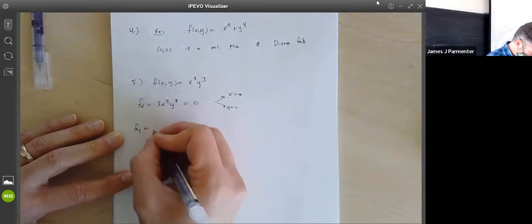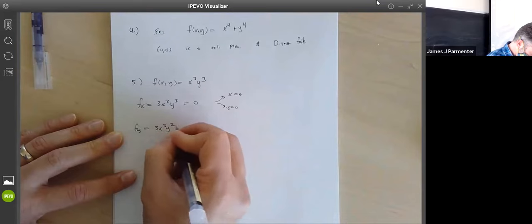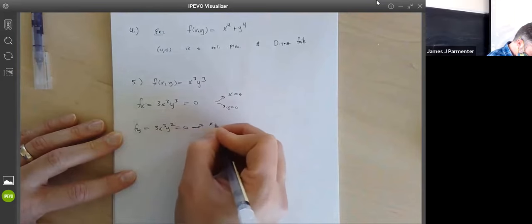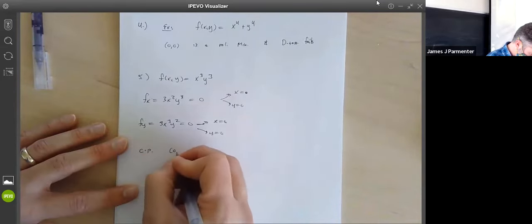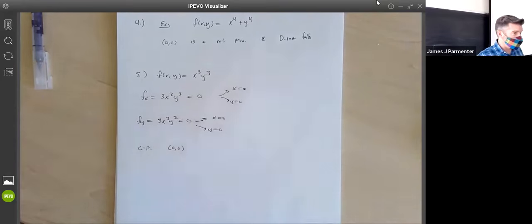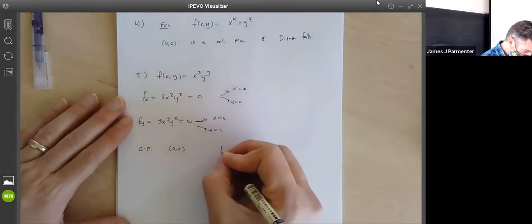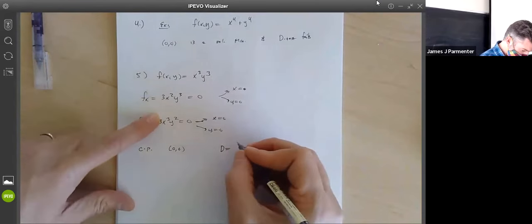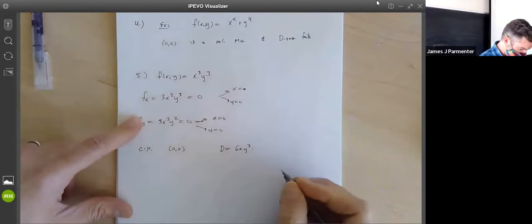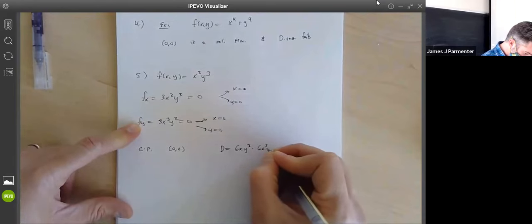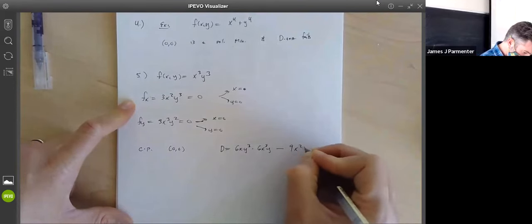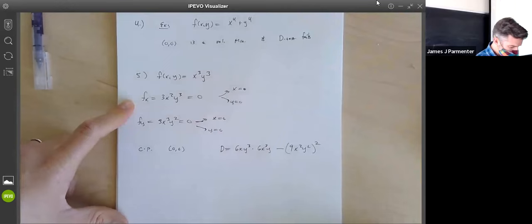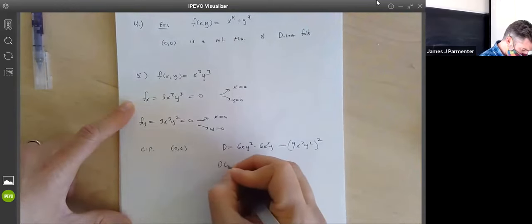So you get, sorry, one second here, 3x cubed y squared. So we still have the critical point of 0, 0. And if we try and test it again, we're going to get the same sort of terrible results. Here, D is equal to fxx, which is 6xy cubed, times fyy, which is 6x cubed y, minus fxy squared, which is going to be 9x squared y squared, squared. And when you plug in 0, 0, you're going to get 0 again.